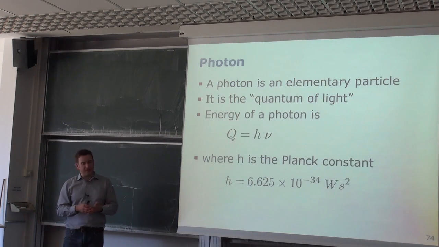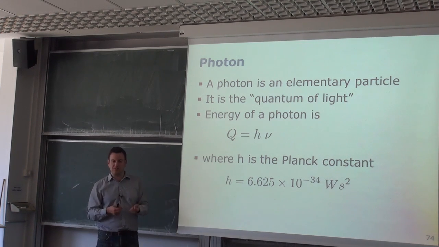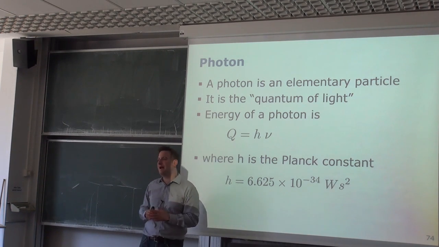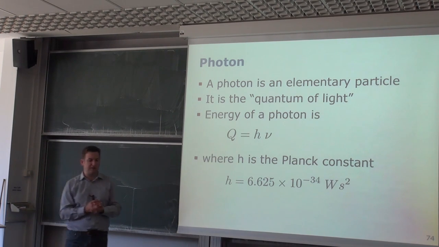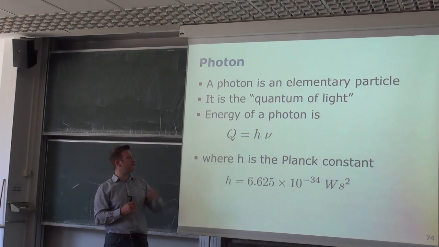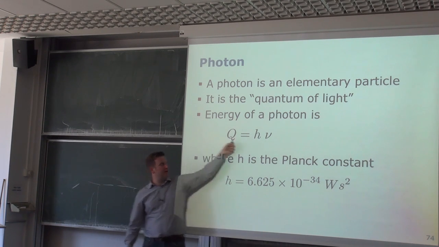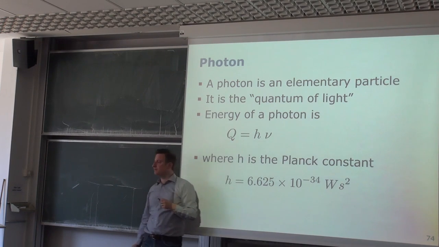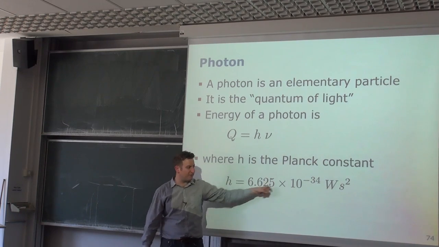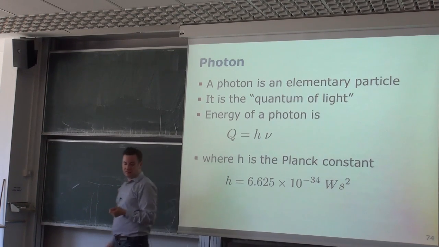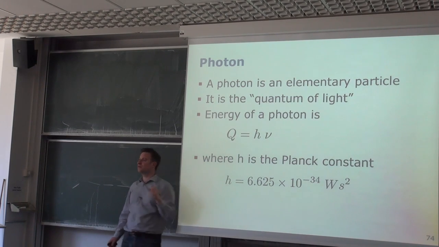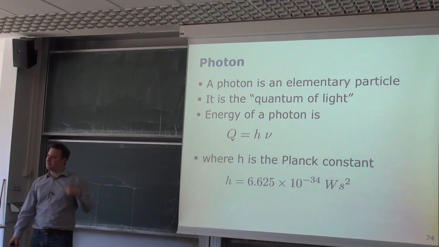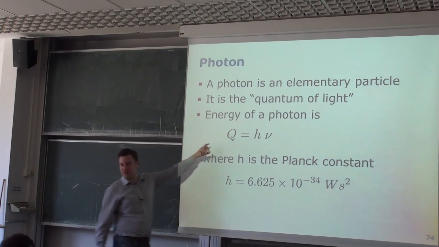The key idea is that the photon is the elementary particle of light. It's the quantum of light. There can't be half a photon of light. The photon is the elementary unit. The energy of my photon, Q, depends on the frequency and on a constant. H is just a very, very small constant. If I multiply this constant by the frequency, it gives me the energy of one photon. And if I increase the number of photons, I have multiples of these energies.